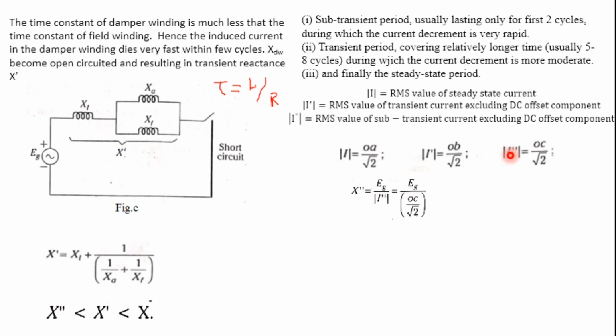So hence we can conclude that the reactance, that is Eg by I double dash, subtransient reactance is equal to the EMF divided by the subtransient current. So already we know that I double dash is nothing but OC by root 2. Similarly, transient reactance is equal to Eg by I dash, so we'll get Eg by OB by root 2. Similarly for the steady state reactance, we'll get Eg by I, that is Eg by OA by root 2.